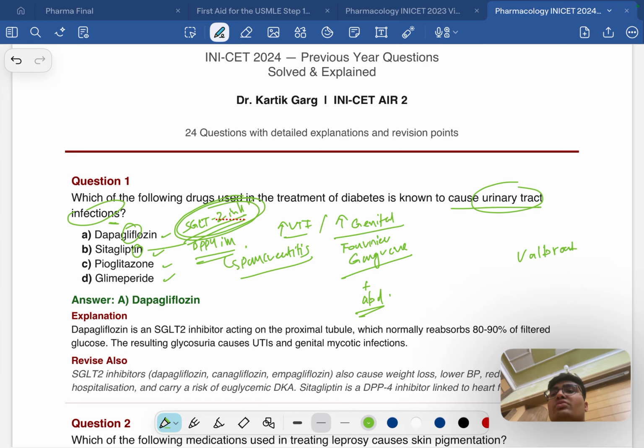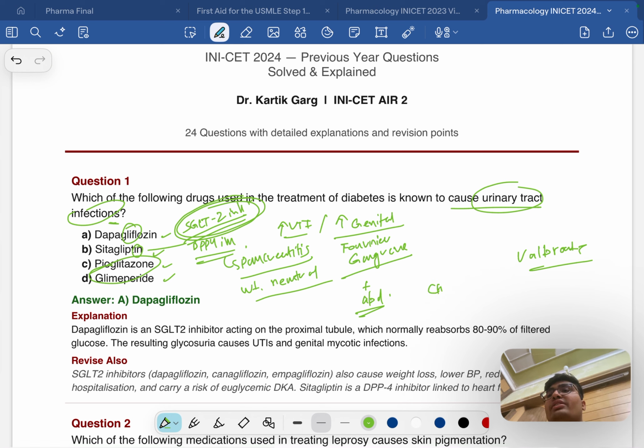Coming back to DPP4 inhibitors, do they cause weight neutrality, weight loss or weight gain? These are weight neutral because they increase the levels of incretins which are already present in the body. Incretin is not being given exogenously, as is the case with GLP-1 analogs like semaglutide, which are given exogenously and help in weight loss.